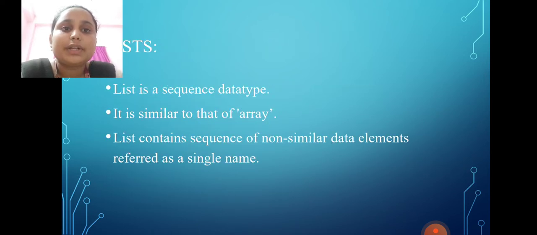List is a sequence data type. It is similar to that of array. List contains sequence of non-similar data elements referred as a single name. All the non-similar data elements are referred as single name in a list.